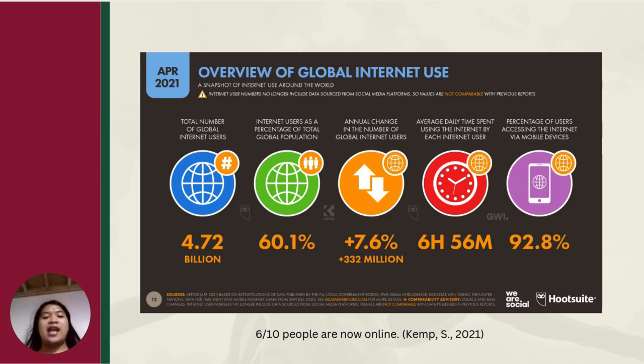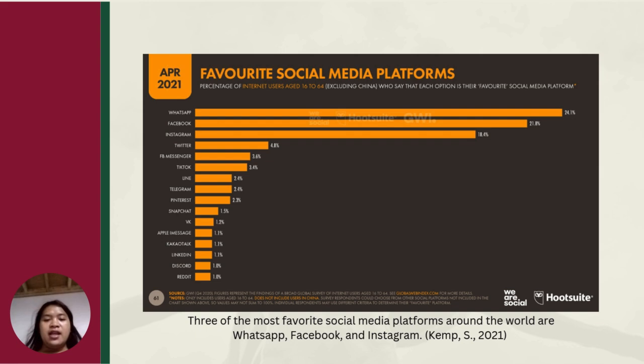And 92.8% are using cell phones to access the internet. So that's how powerful the web is. And on the same survey, people actually love to use WhatsApp. Second to that is Facebook, and then the third one is Instagram. So these social media platforms are considered to be the top three favorites among internet users or social media users.